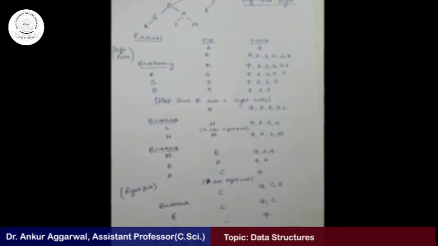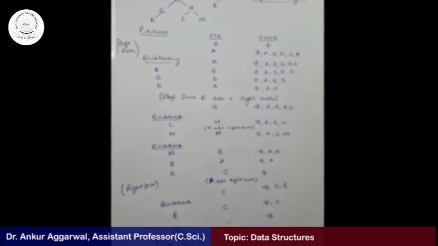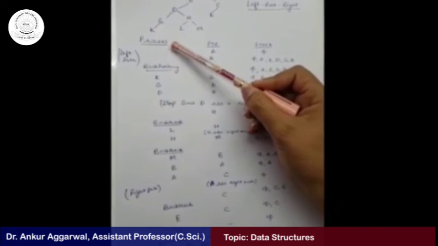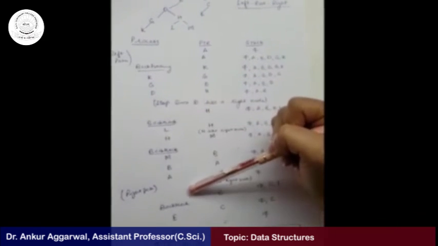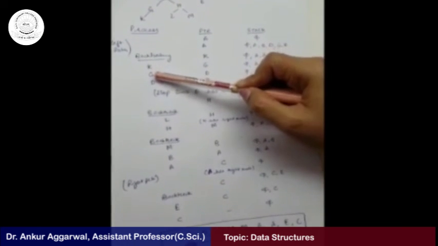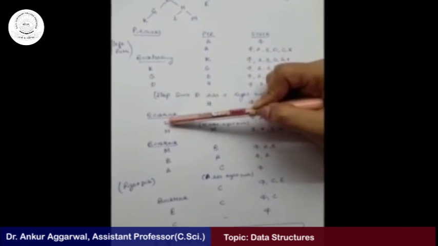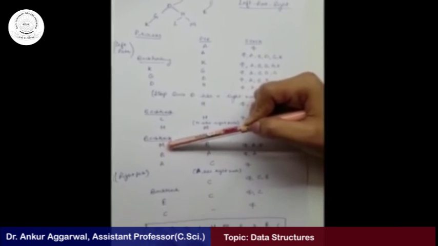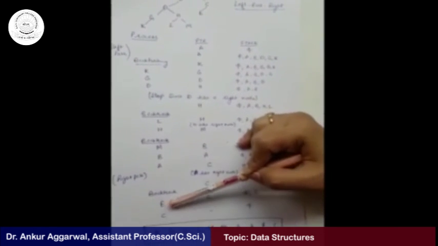So now we can create our in-order traversal sequence. We can create it from the list of the nodes which we have processed. So first we have processed K, then we have processed G, D, L, H, M, B, A, E and C. So this is the answer of the in-order traversal of this binary tree.